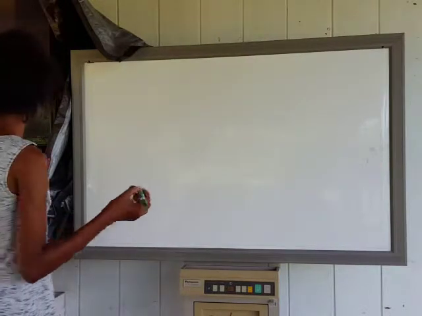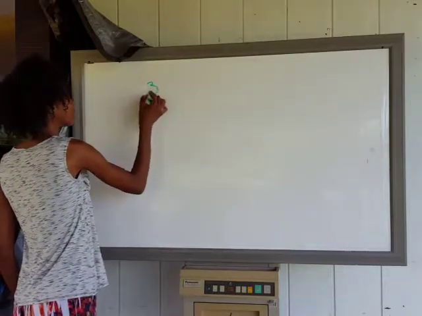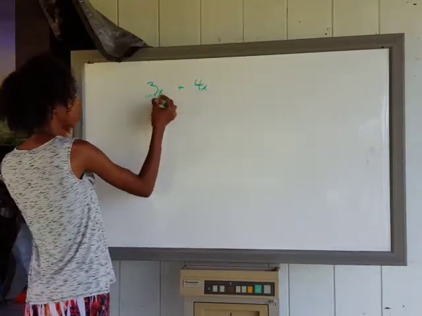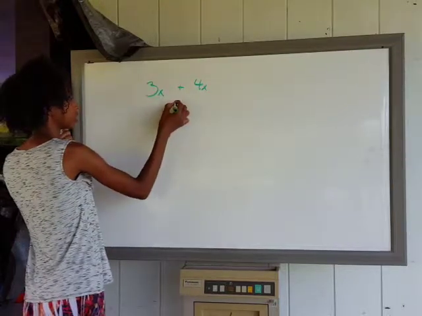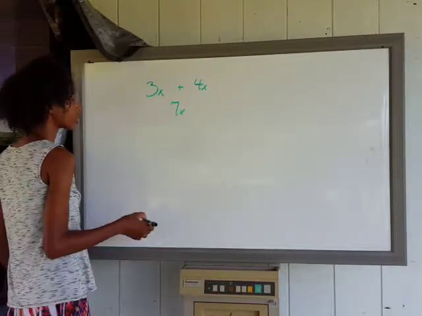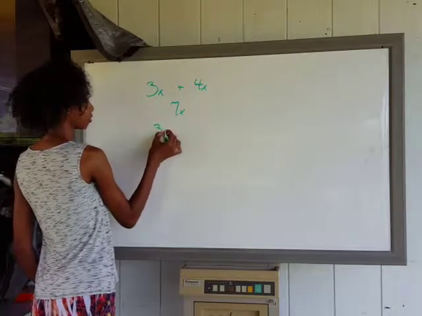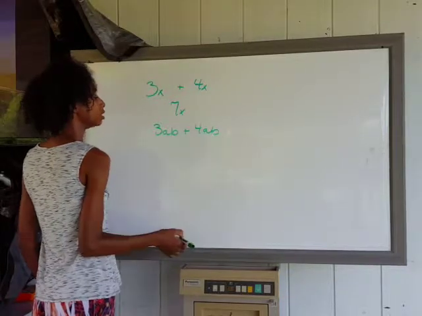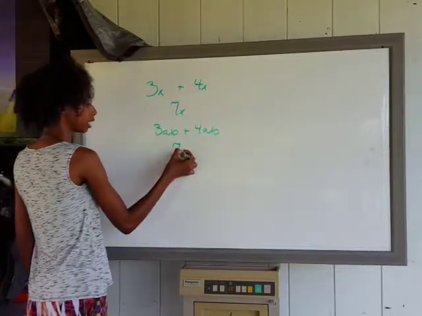Another way to simplify is by combining like terms. And so what that means is, if the terms have the same variables and exponents, then you can combine them. So for example, if we have a 3x and we have a 4x and we're adding those, we can combine those to make it 7x. If we have 3ab plus 4ab, then we can combine those to make 7ab.